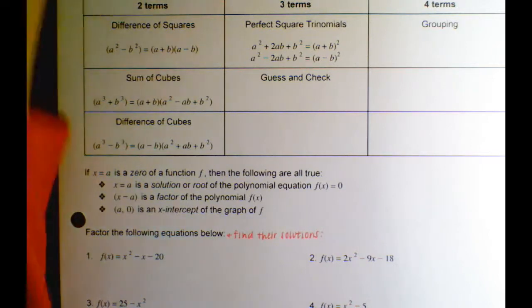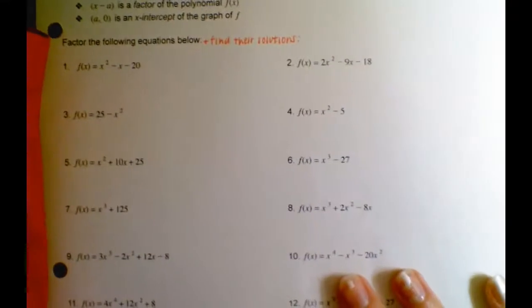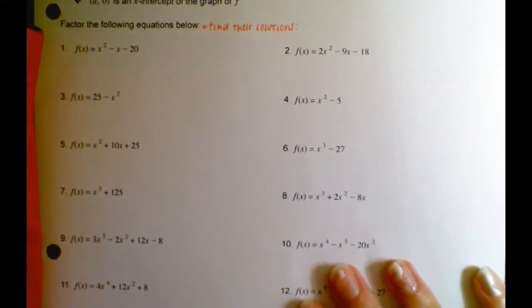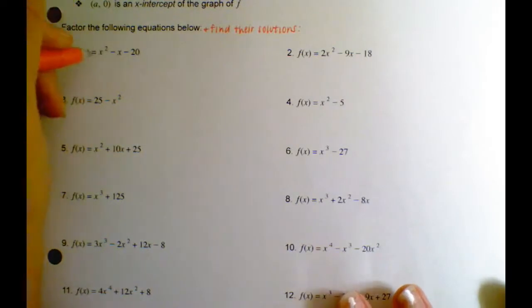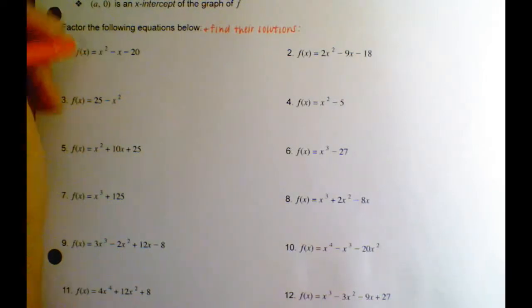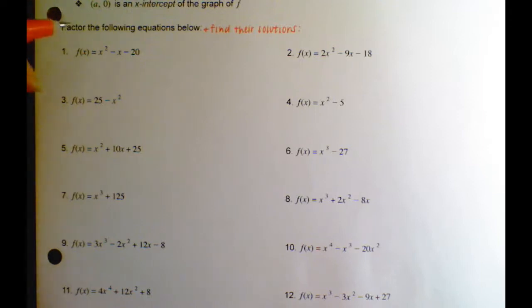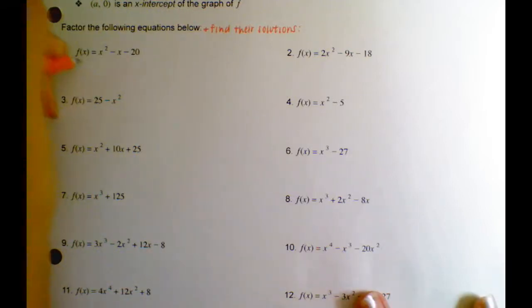Okay, so down here, we have 12 questions to do. We're going to factor the equations below and find their solutions, okay? So over here, this is a 3-term polynomial. So I know this is not a perfect square trinomial, though, because I can't take the square root of the first or the last term. So I'm just going to go ahead and do the guess and check method.